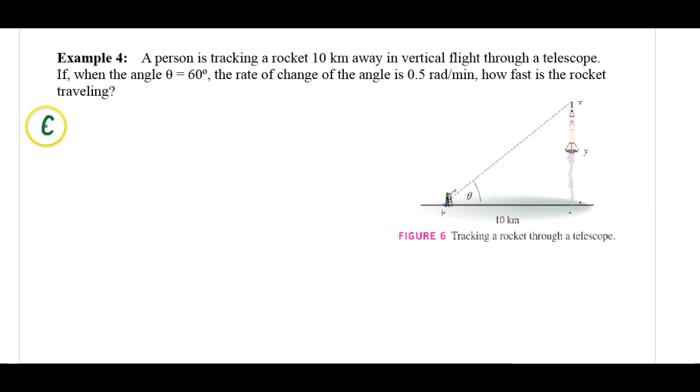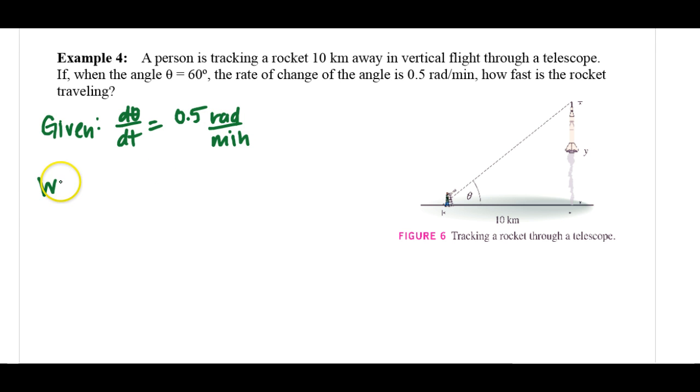So here's what I'm given. I'm given the rate of change of the angle. We call it the angle theta. So I'm given d theta/dt is 0.5 radians per minute. And I want to know how fast the rocket is traveling. So if I call this distance y, how fast y is changing is how fast the rocket's traveling. So I want dy/dt when theta equals 60 degrees, at the moment when the angle is 60 degrees.